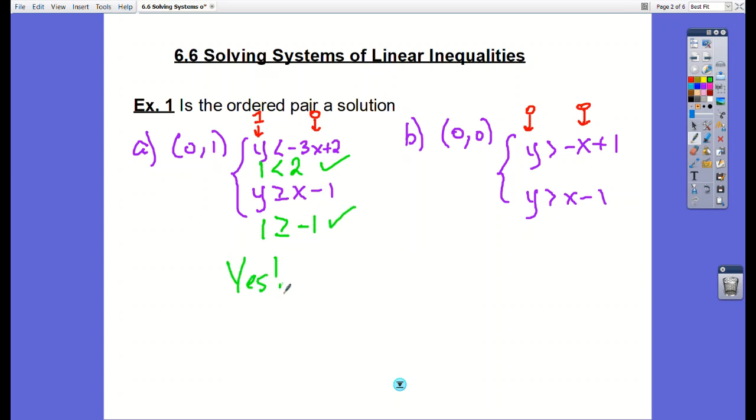All right, next one. Sam, let's do the same thing. Plug in 0, 0. For the first inequality, you get 0 is greater than 1, which is not true. So just stop there. We're done, right? If it doesn't work for one of them, it doesn't matter, because in order to be a solution, it has to work for both inequalities. All right, so that's just a minor topic.